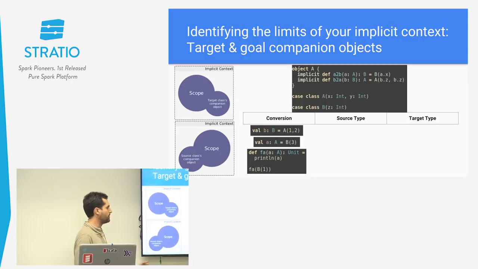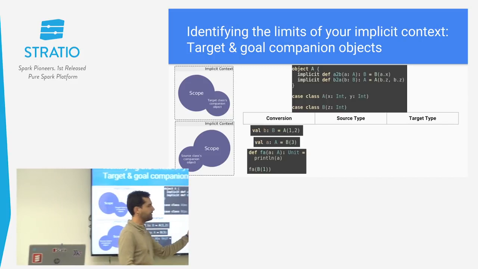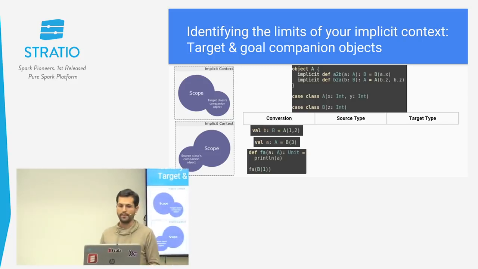This is too long to pronounce, but it's easier than it sounds. Okay, so we have the implicit context gets expanded by the target class companion object. Imagine that, okay? No, it's impossible to understand what the hell that is. No problem. We have seen before that the conversion has two parts: the source type, the type they are receiving, and the target type, the type they are providing.